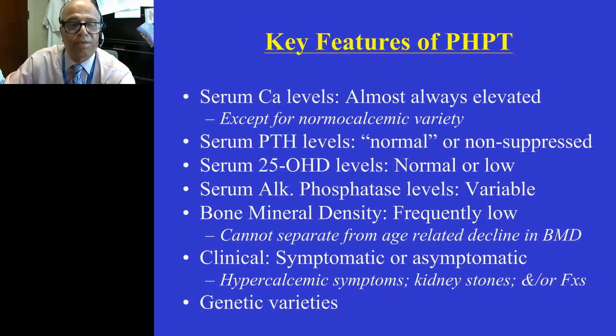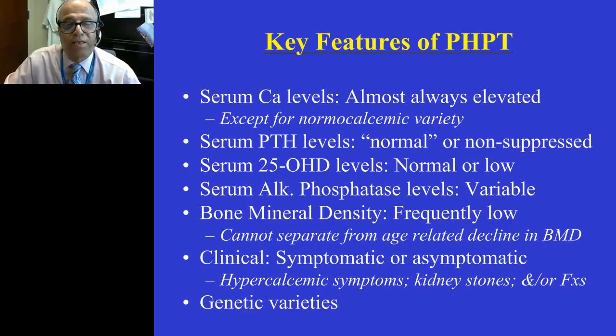That's how the clinicians detect this condition. PTH is normal or non-suppressed. 25-hydroxyvitamin D levels are variable. Alkaline phosphatase levels are also variable depending upon which part of the country or which part of the world the disease is diagnosed. Bone mineral density is frequently low. Clinical symptoms: mostly asymptomatic but can be symptomatic.